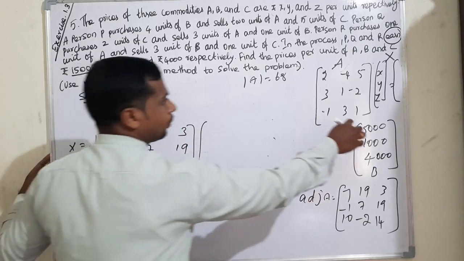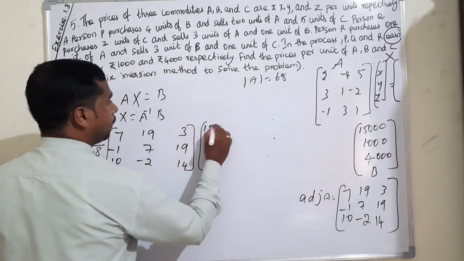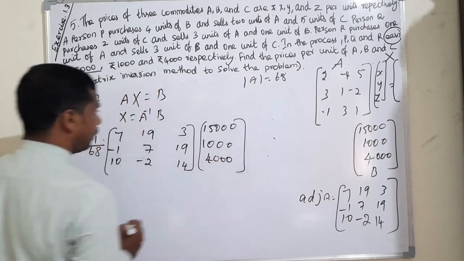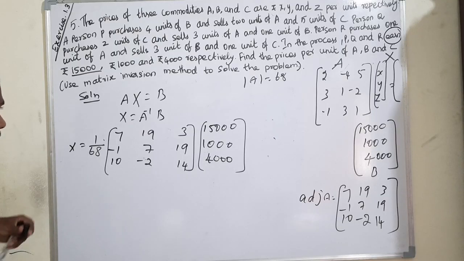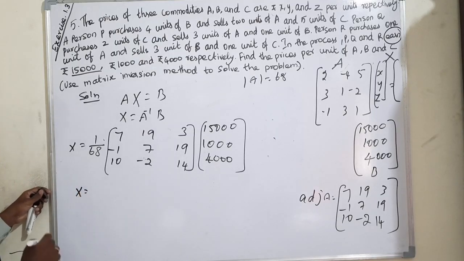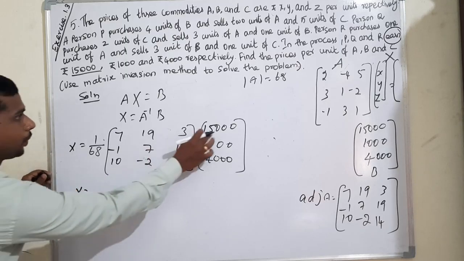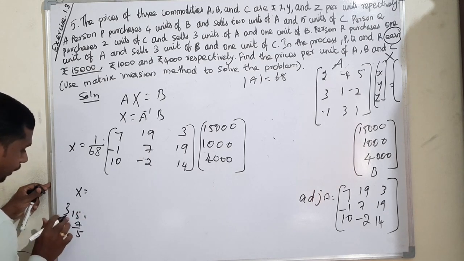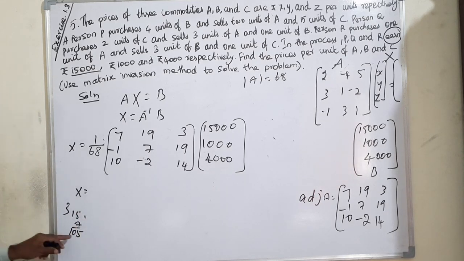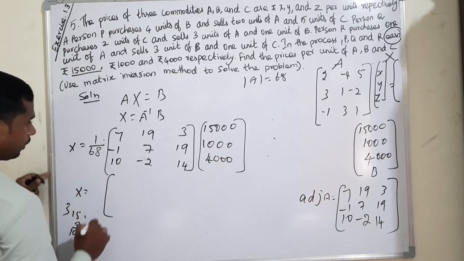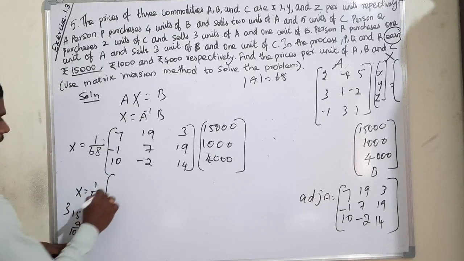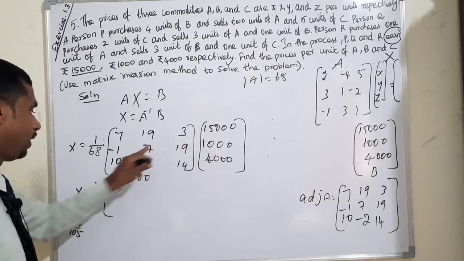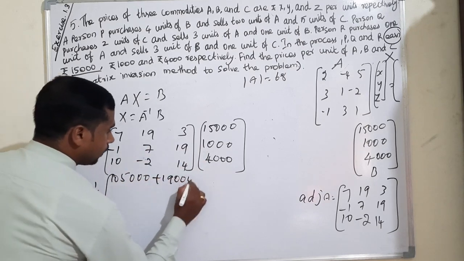Then B, the constant values: 15,000, 1000, 4000. Now multiply clearly. The first one, X is equal to, okay, I will multiply each and every answer. 15 into 7, what is the answer? 5 sevens are 35, carry 3. 1 seven is 7, 7 plus 3 is 10. So 105, then add 3 zeros. This is 1 by 68 constant. Next one, only 1 into 19, so we can write positive 19,000.